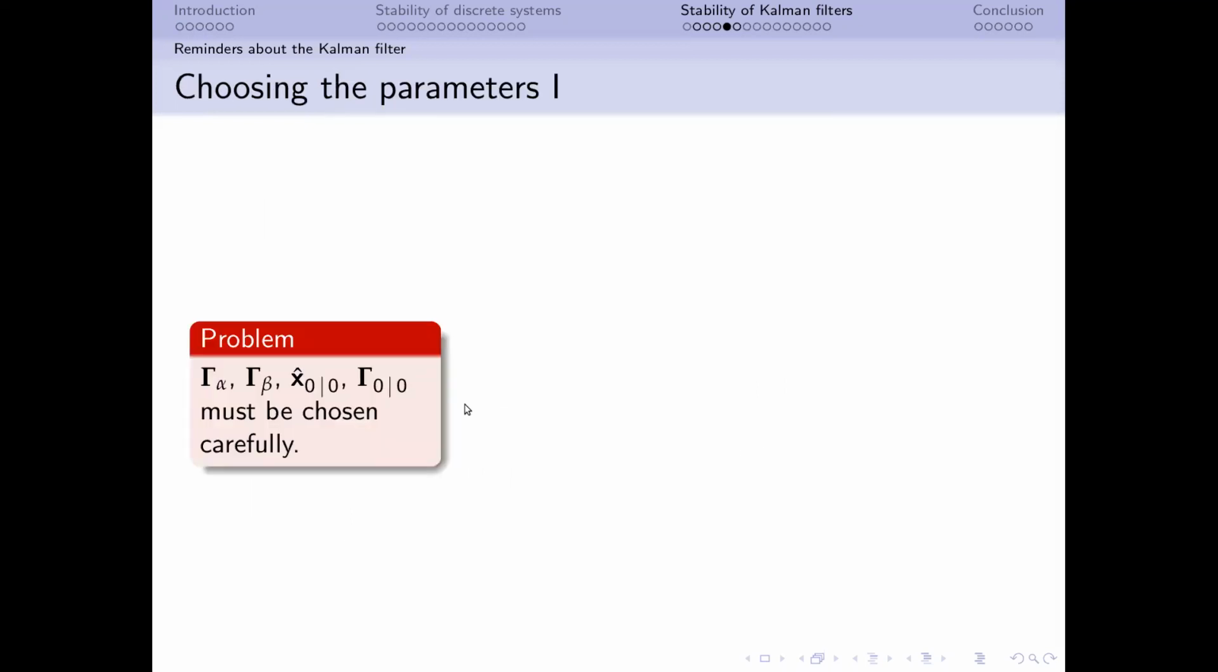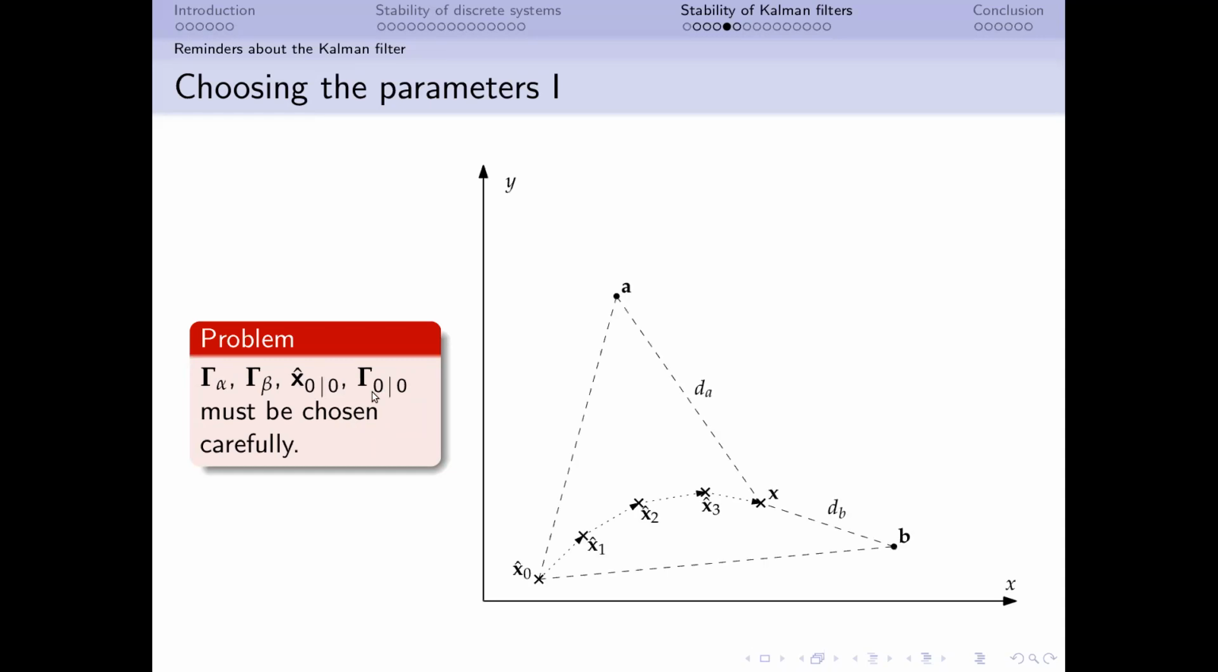Right. So as I said before, we must choose the matrices that basically represent the accuracy of the robot model and the sensors carefully, and we also must choose the initial state of the Kalman filter carefully. Why? Because let's say we have this problem here. We have a robot that is localized in X, and we have two beacons, A and B, and the robot is able to perform distance measurements. Say we initialize the Kalman filter with this first estimation.